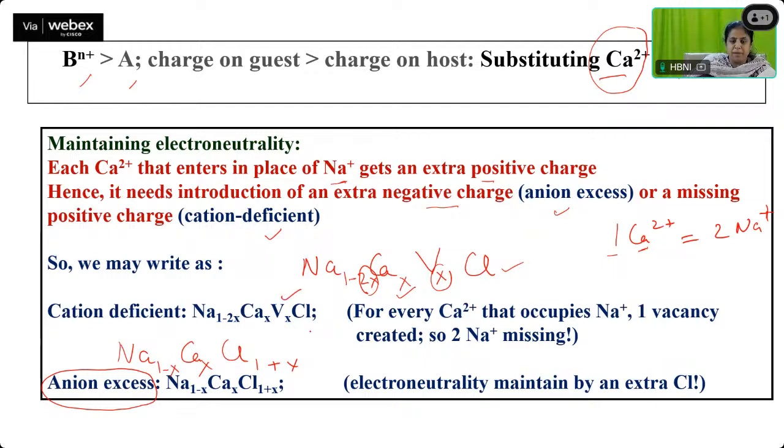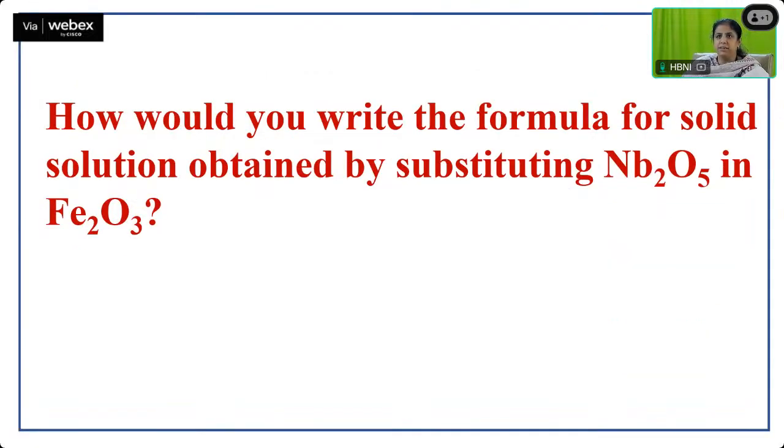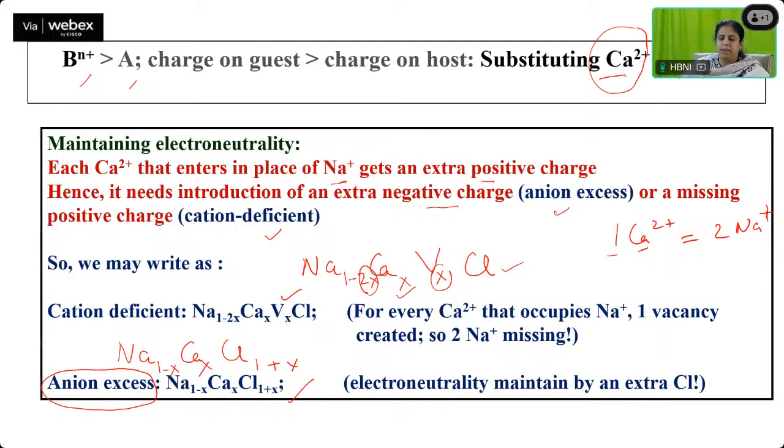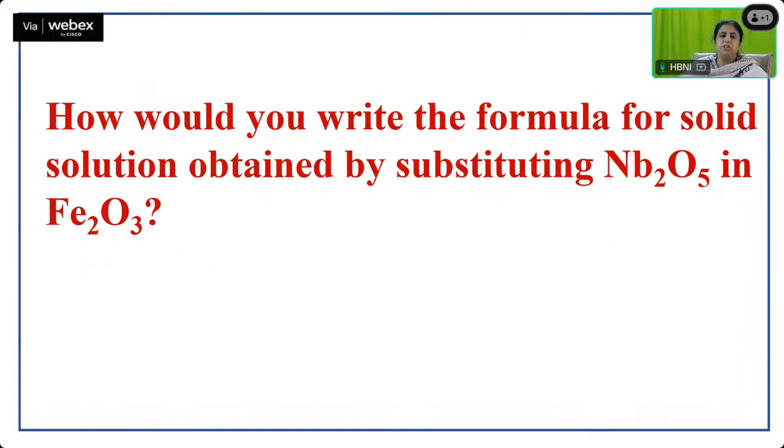Now, whether this would happen or that would happen has to be determined experimentally. I hope that is clear. Okay. Now, just an example. That was easy, NaCl, only 1 and 2 charge. How would you write the formula for the solid solution obtained by substituting Nb2O5 and Fe2O3?